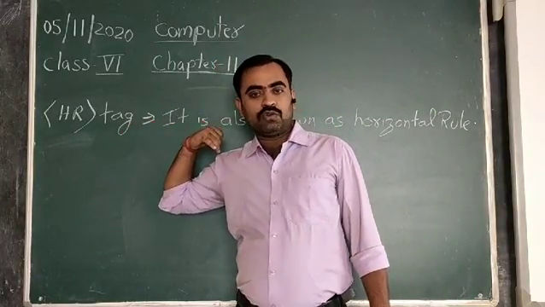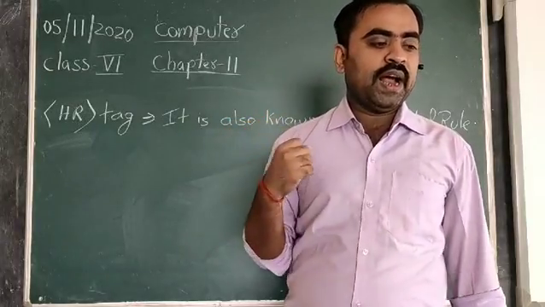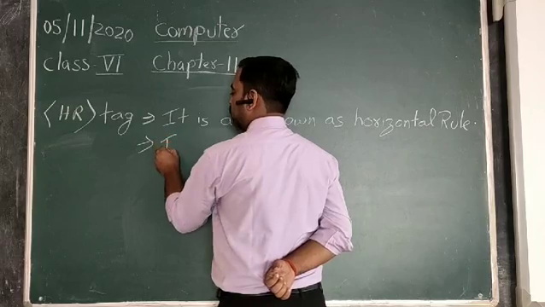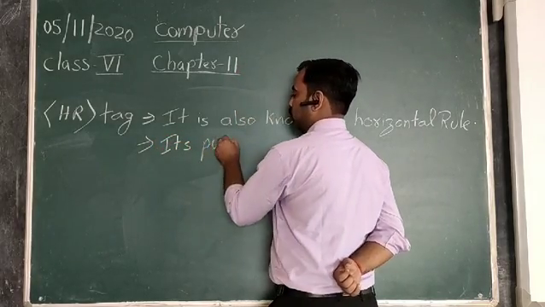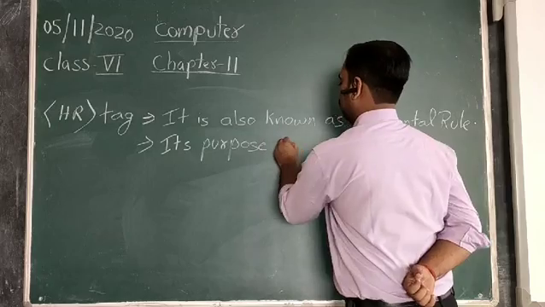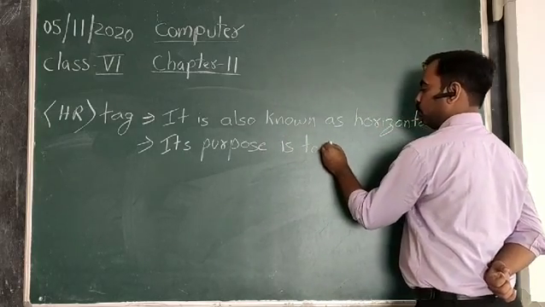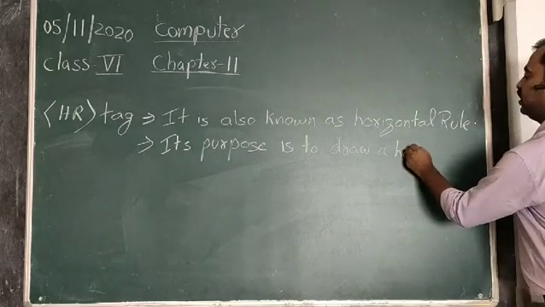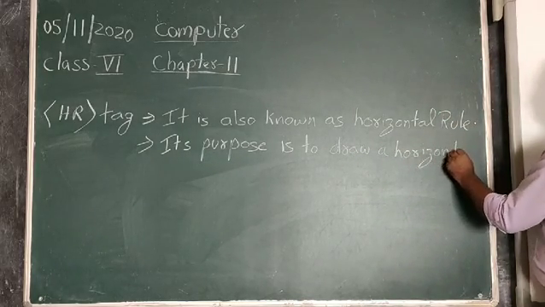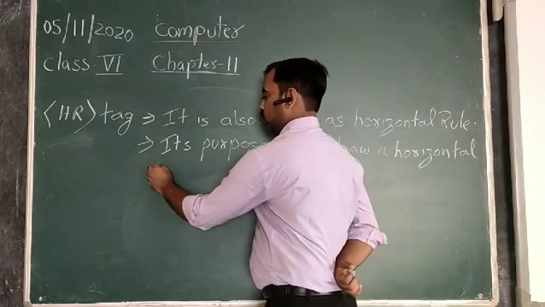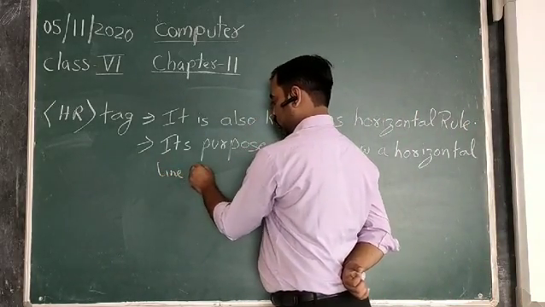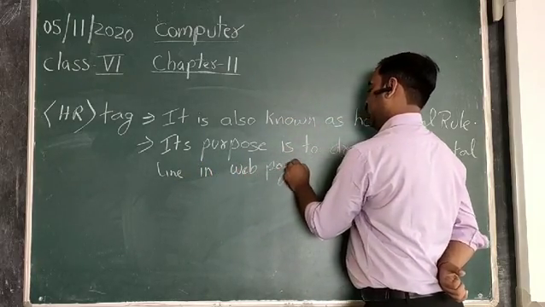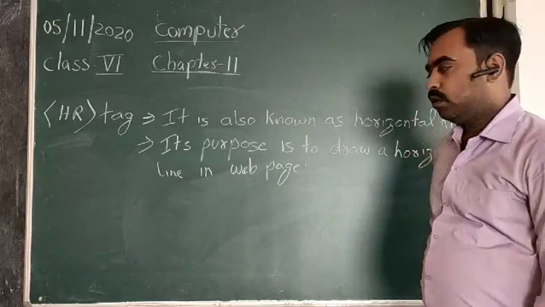The HR tag is also known as horizontal rule, and its purpose is to draw a horizontal line in the web page. It is used to draw the horizontal line in the web page.